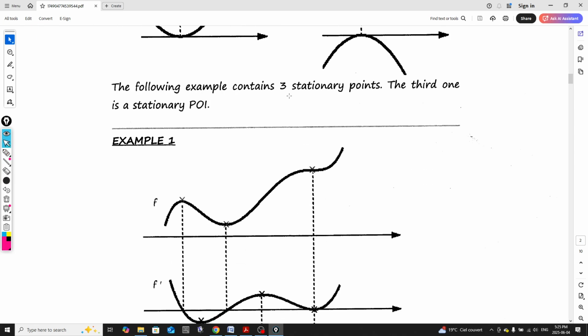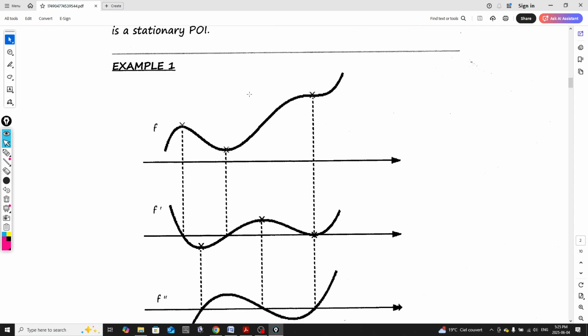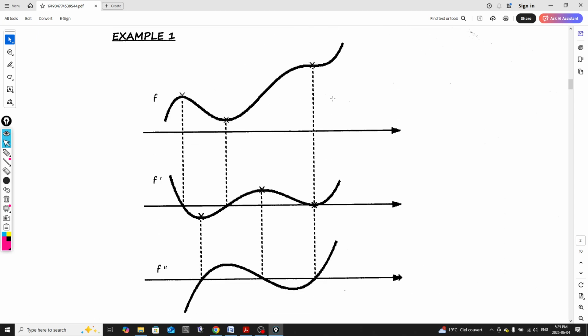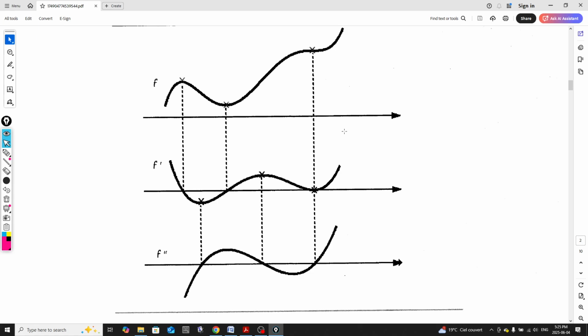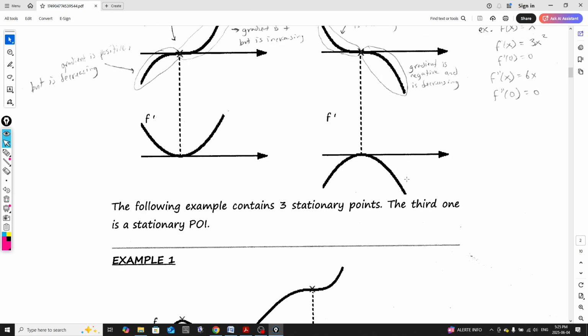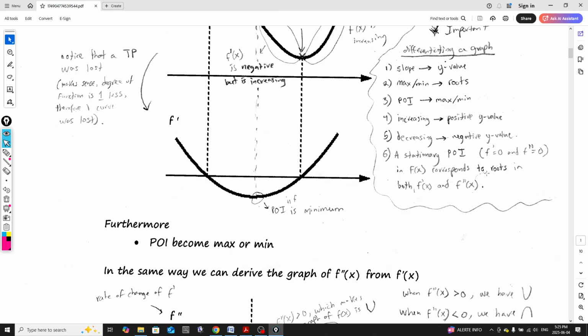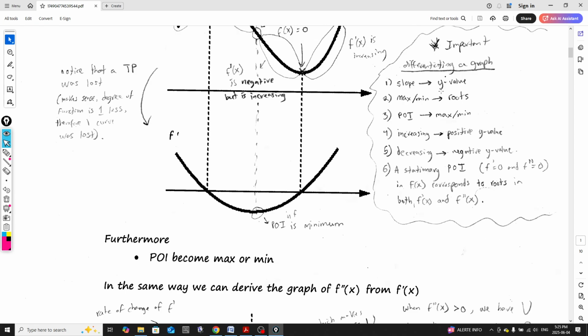All right, so the following example contains 3 stationary points. The third one is a stationary point of inflection. This is totally an example that I could definitely ask you on the test, asking you, based off of f, to draw the graph of f prime and then draw the graph of f double prime. And again, the way you do that is exactly what we've seen so far. I do recommend that you memorize these rules.